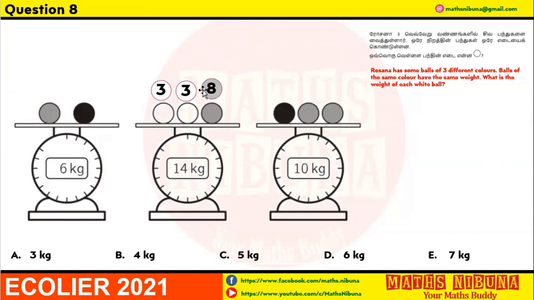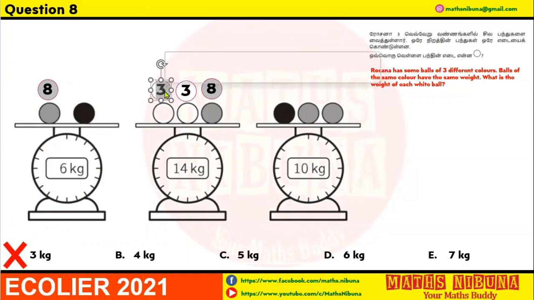Okay, is it possible gray can be 8? If this is 8, this gray also becomes 8. But the total of gray and black is only 6. So that means this answer is not possible. I put here 3, 3, 8. So I have to put here 8. So it is not possible because it is only 6 kg.